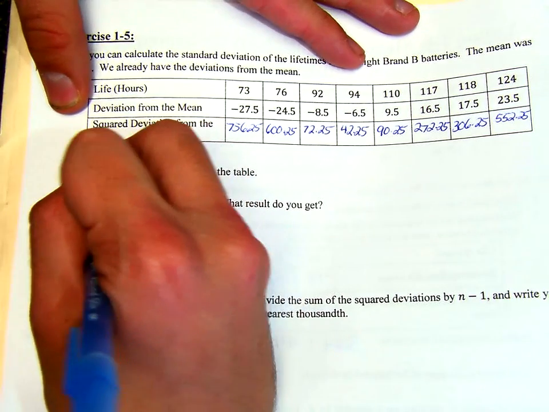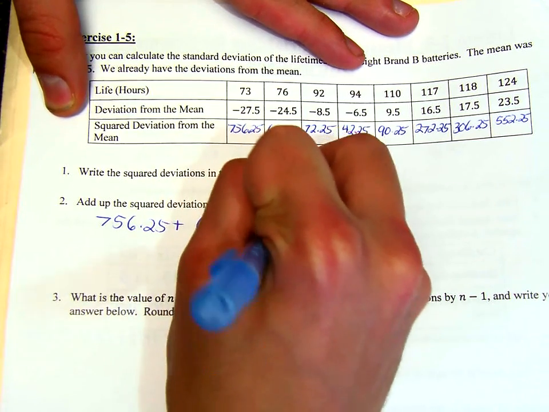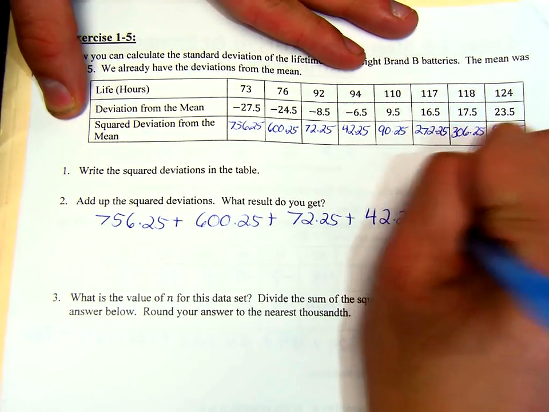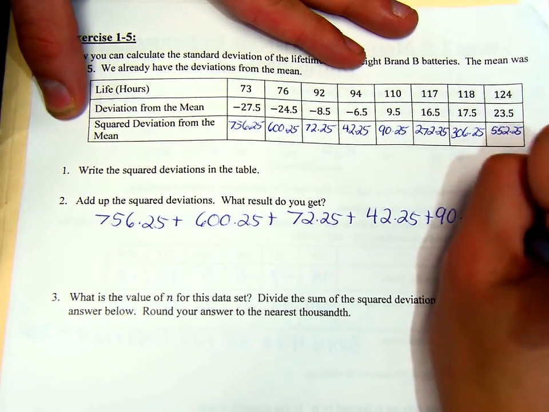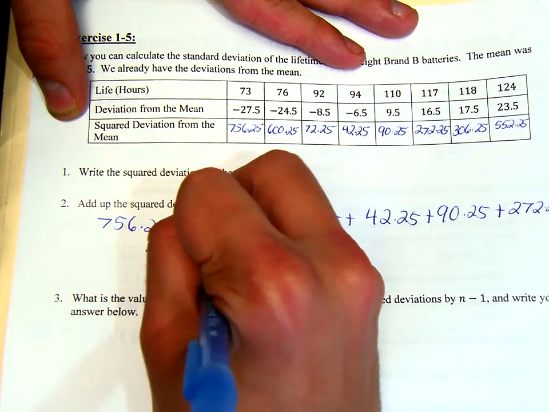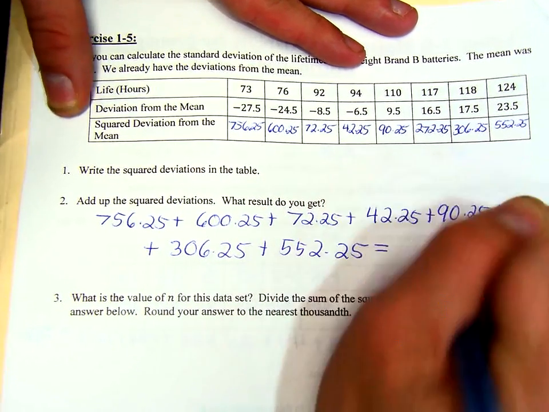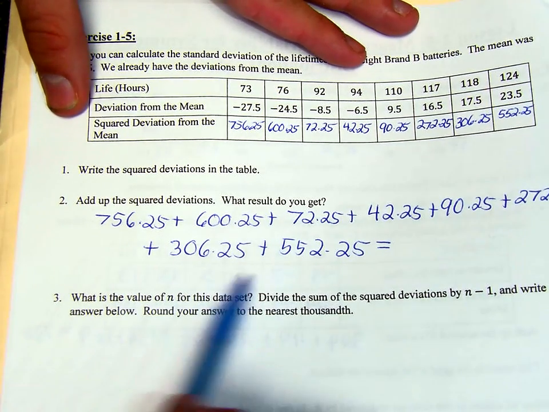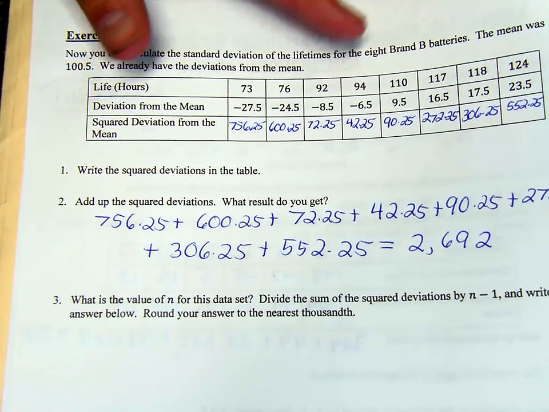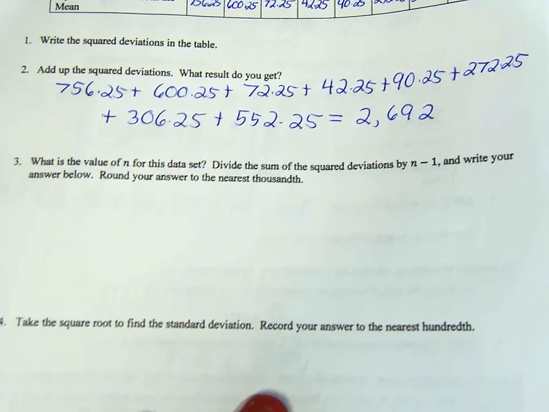Well, if I add these all together, I start with 756.25 plus 600.25 plus 72.25 plus 42.25 plus 90.25 plus 272.25 plus 306.25 plus 552.25. If you add each one of these up together, you should get 2,692.